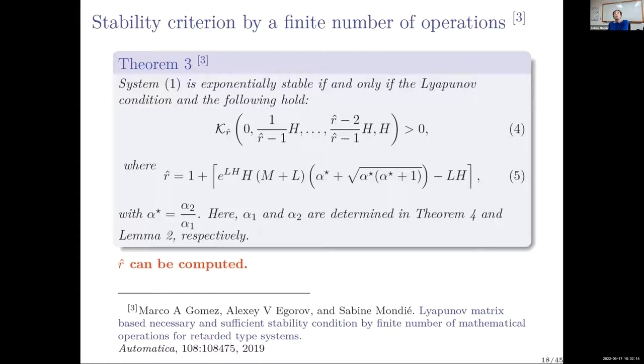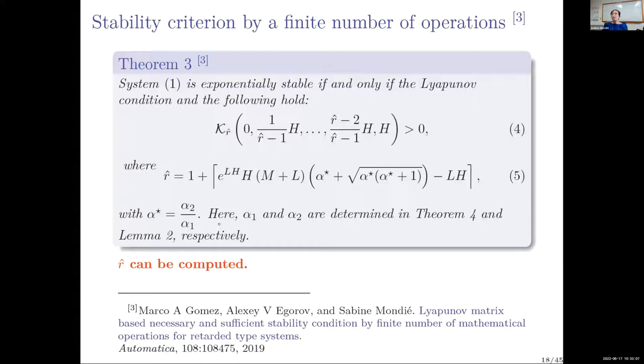What about guaranteeing stability? The result to which we have arrived is this one. The system is exponentially stable if and only if the Lyapunov matrix condition and the following hold. The same matrix is positive definite, but here we give an R, the number of points we test, and these are evenly spaced on the interval [0, h], okay, and the formula for R is given here. Everything can be calculated. This is the ceiling function.